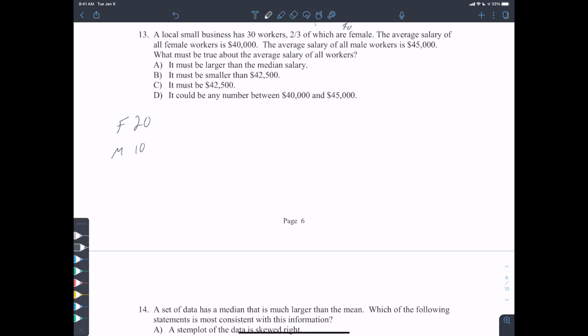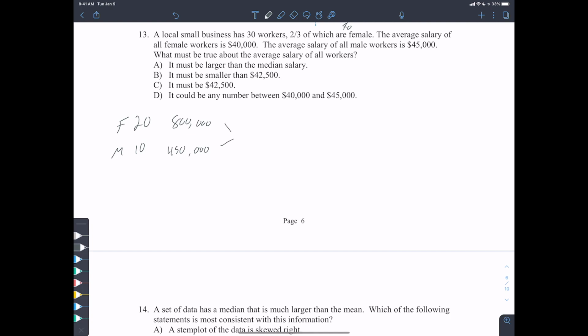Let's see, how would I go about doing this? Basically, I guess you can just find the total combined payment of salary for all the workers. Let's find the total for the average of females. Females is 20 people times 40,000, which is going to be 800,000. And men with a salary of 45,000, there's 10 of them, so that's 450,000.